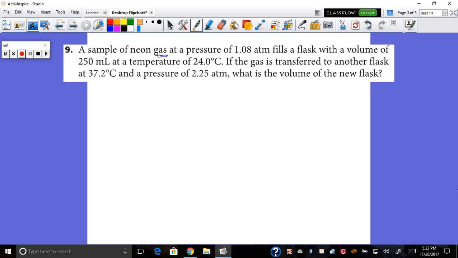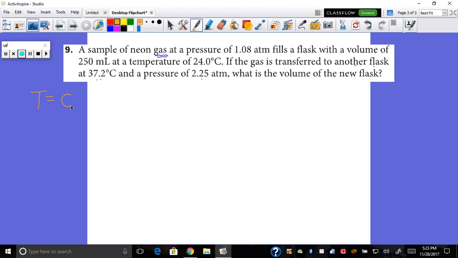It says a sample of neon gas at a pressure of 1.08 atm fills a flask with a volume of 250 milliliters at a temperature of 24 Celsius. If the gas is transferred to another flask at 37.2 at a pressure of 2.25, what is the volume of the new flask? Alright, so when dealing with gas laws, we always want our temperatures to be in kelvins.